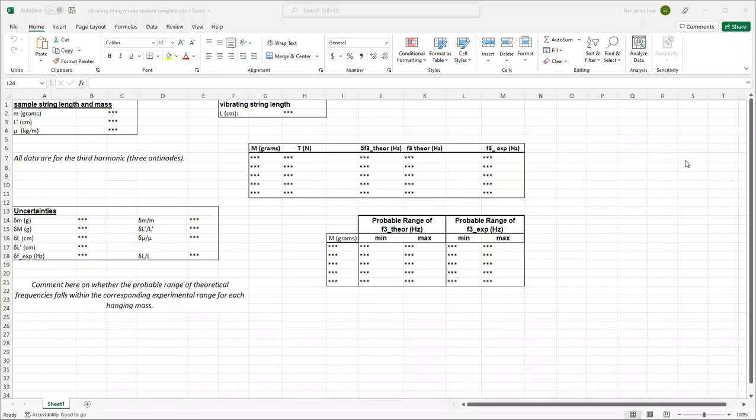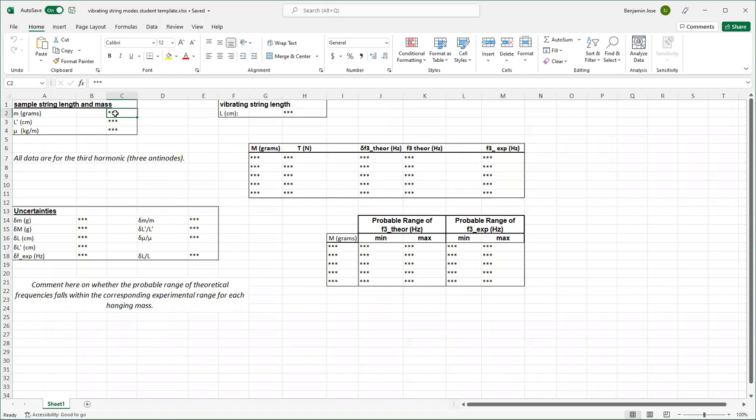Hello, 3C students. Let me get you started with this spreadsheet in which you will calculate the propagated uncertainty in the frequencies of the normal modes. That's your experimental frequencies and your theoretical frequencies. You already collected some data here. Some of these rows with asterisks are for data input and others are for formula input.